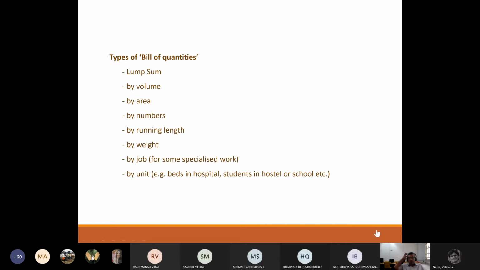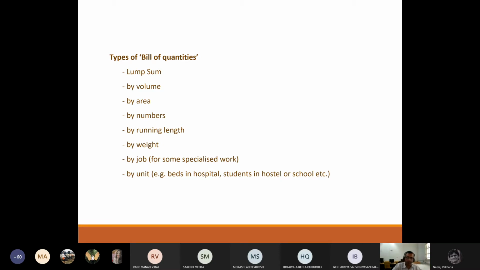So now, on one hand of the bill of quantities are the specifications that are given, that is, the description of the material and how you want to get the work done. On the other hand are the figures, which say at what cost you would want to get the work done. Some of them, as Neeraj has rightly written, are in lump sum.